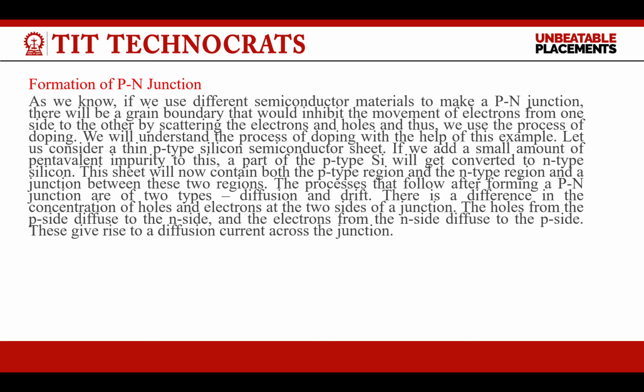The processes that follow after forming the p-n junction are of two types: the first one is diffusion and the second one is drift. There is a difference in the concentration of holes and electrons, that is carriers, at the two sides of the junction. The holes from the p side diffuse to the n side, and the electrons from the n side diffuse to the p side. This gives rise to the diffusion current across the junction.